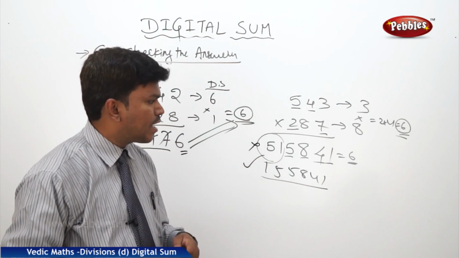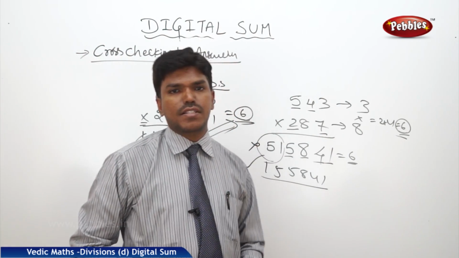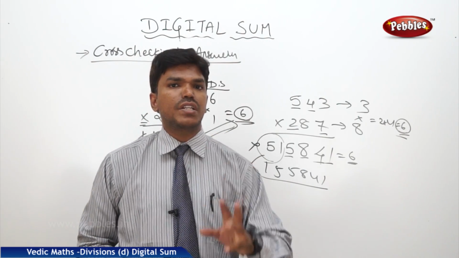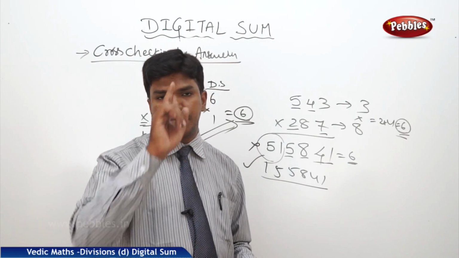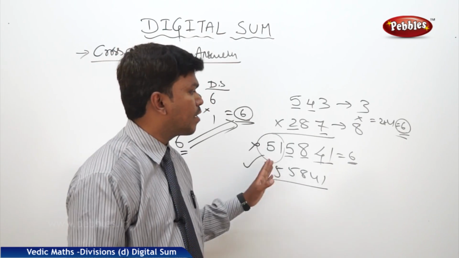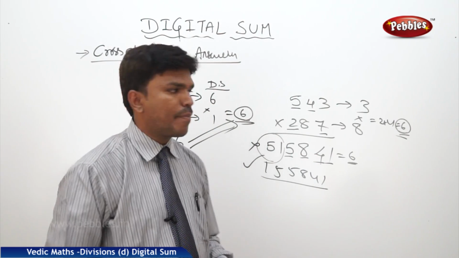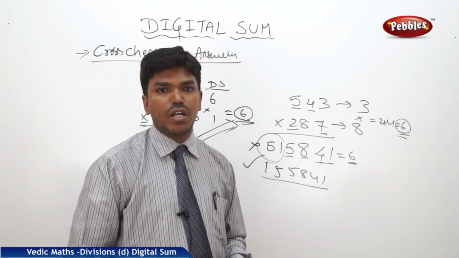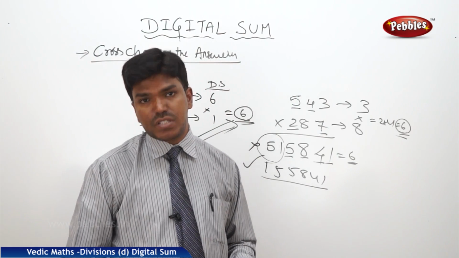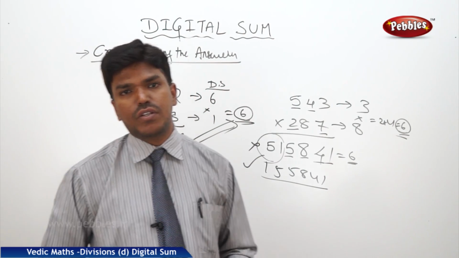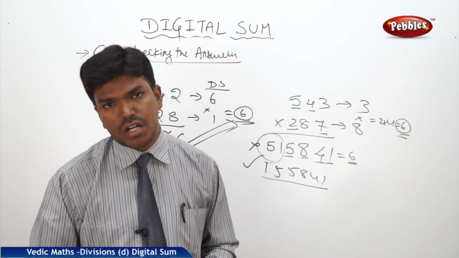That means why I did like this. See, if the answer is getting the same digital sum, I cannot assure you 100% accuracy. But if you are not getting the same digital sum, yes, it is 100% wrong. If you are getting the same digital sum, maybe, maybe not. Sometimes mistakes will happen. So I cannot assure you 100% accuracy every time, but mostly I can say 99% you will get the right answer only. You can get that confidence. Yes, my answer is right, if you are getting the same digital sum in the answer also.